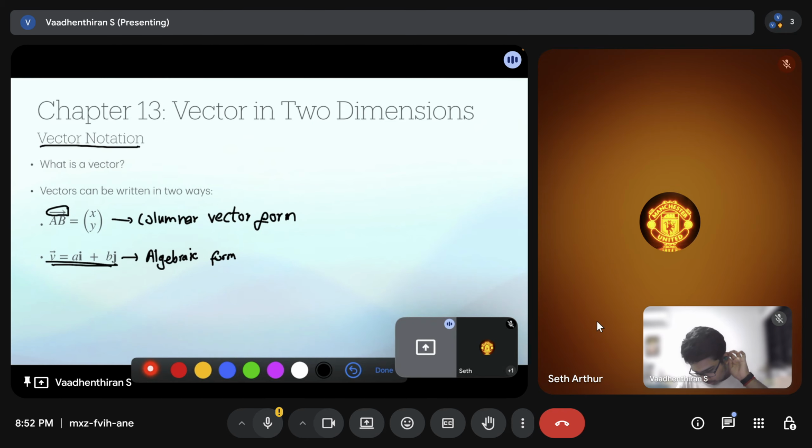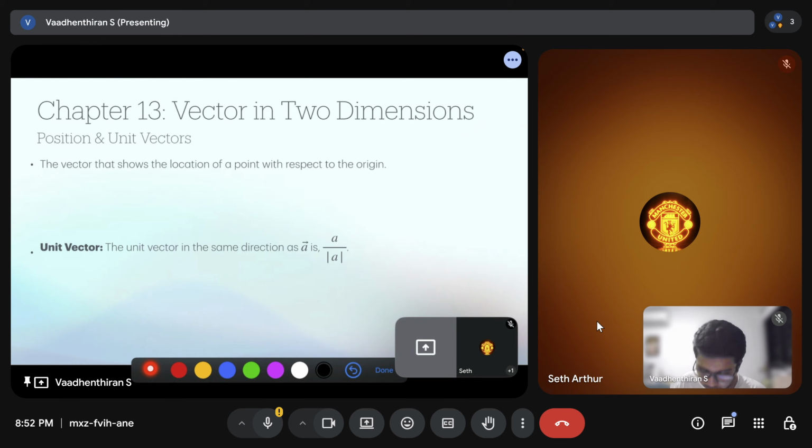So you understood this, right? The columnar vector and the algebraic form. These are the two forms you need to be familiar with in the IGCSE syllabus. Then position vectors and unit vectors. The vector that shows the location of a point with respect to the origin is the position vector.